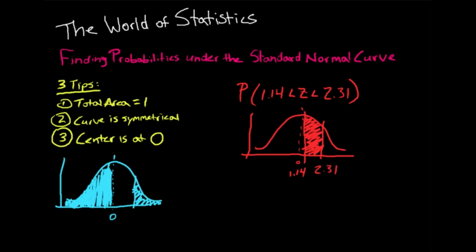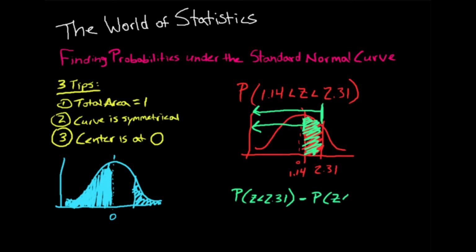But what we're going to do is take the value on the right and find everything to the left of that. And then our second value, or our lower value, we're going to find everything to the left of that. And if we subtract these two, or find the difference, we will then have our area of interest. So to solve this problem, we're going to have the probability that z is less than 2.31, and we are going to subtract the probability that z is less than 1.14. And this will give us the area in between our two critical values.